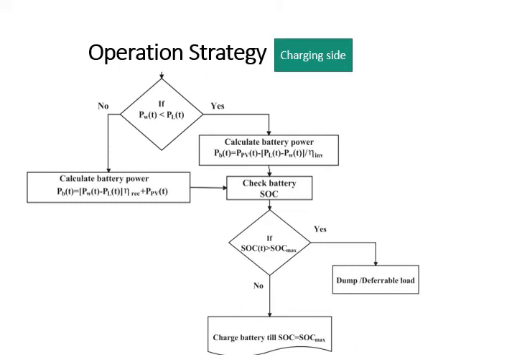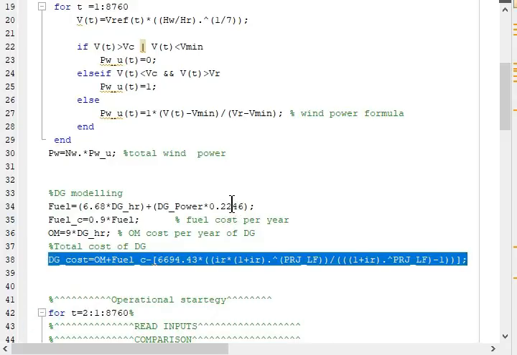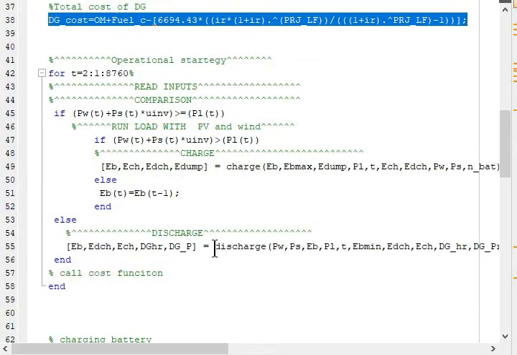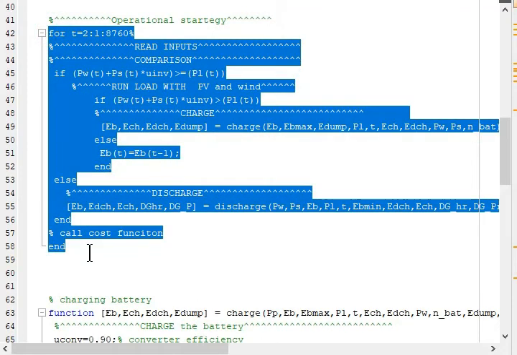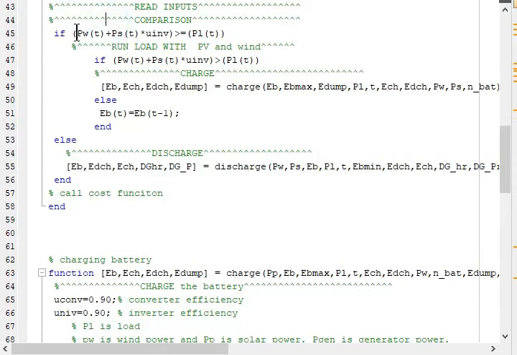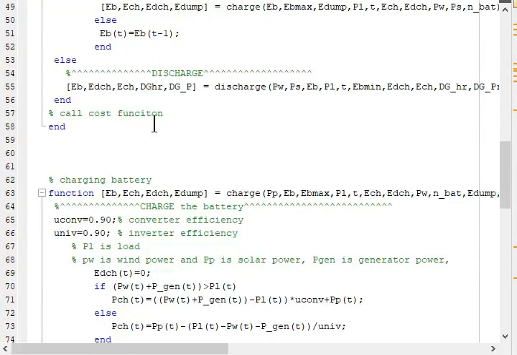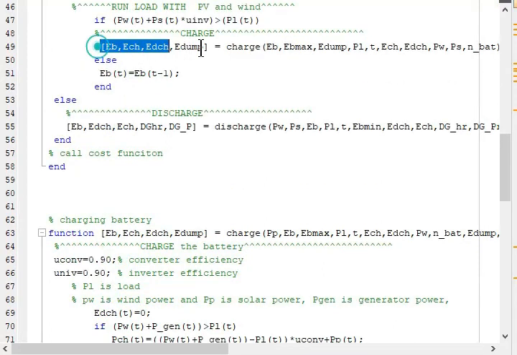So let's see the same thing, how it's implemented in MATLAB. This is the operational strategy run. It will be run for 8760 hourly operation, that's for the whole year. First of all, we check whether the solar power, which is multiplied by the inverter efficiency because it's DC, is greater than the load. If it's greater than the load, then you will be charging the battery.